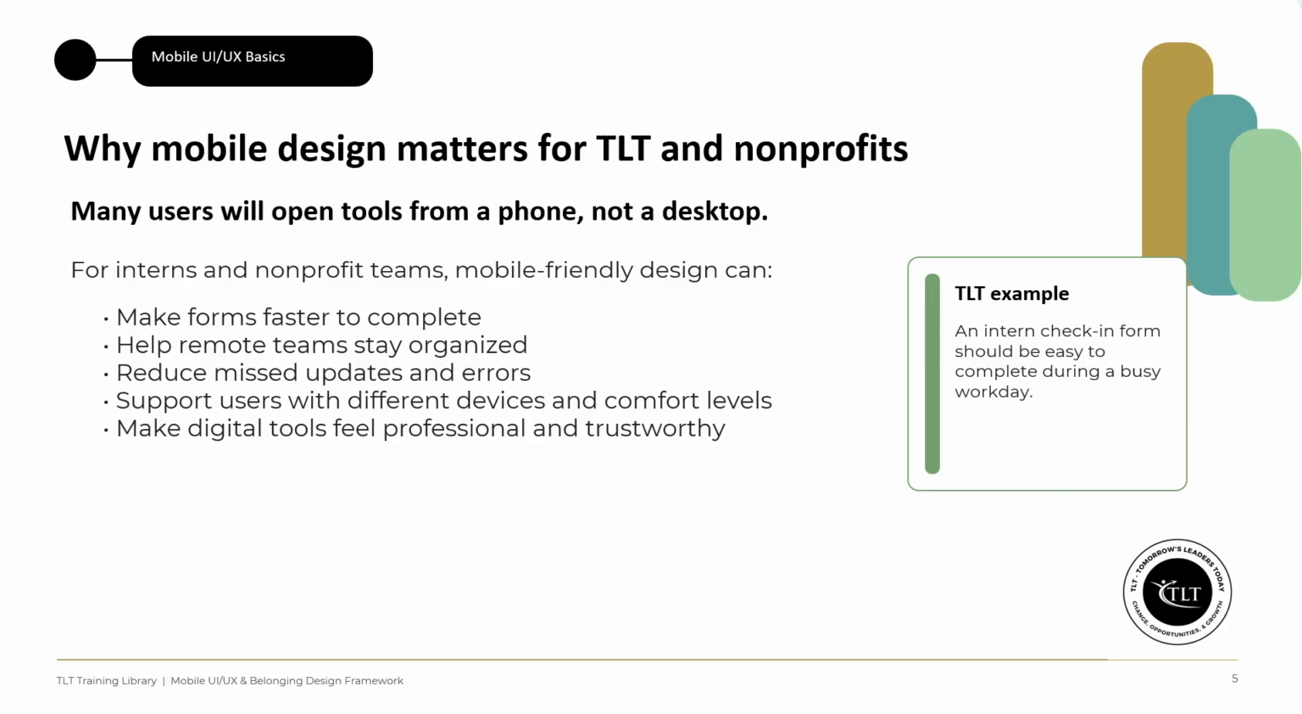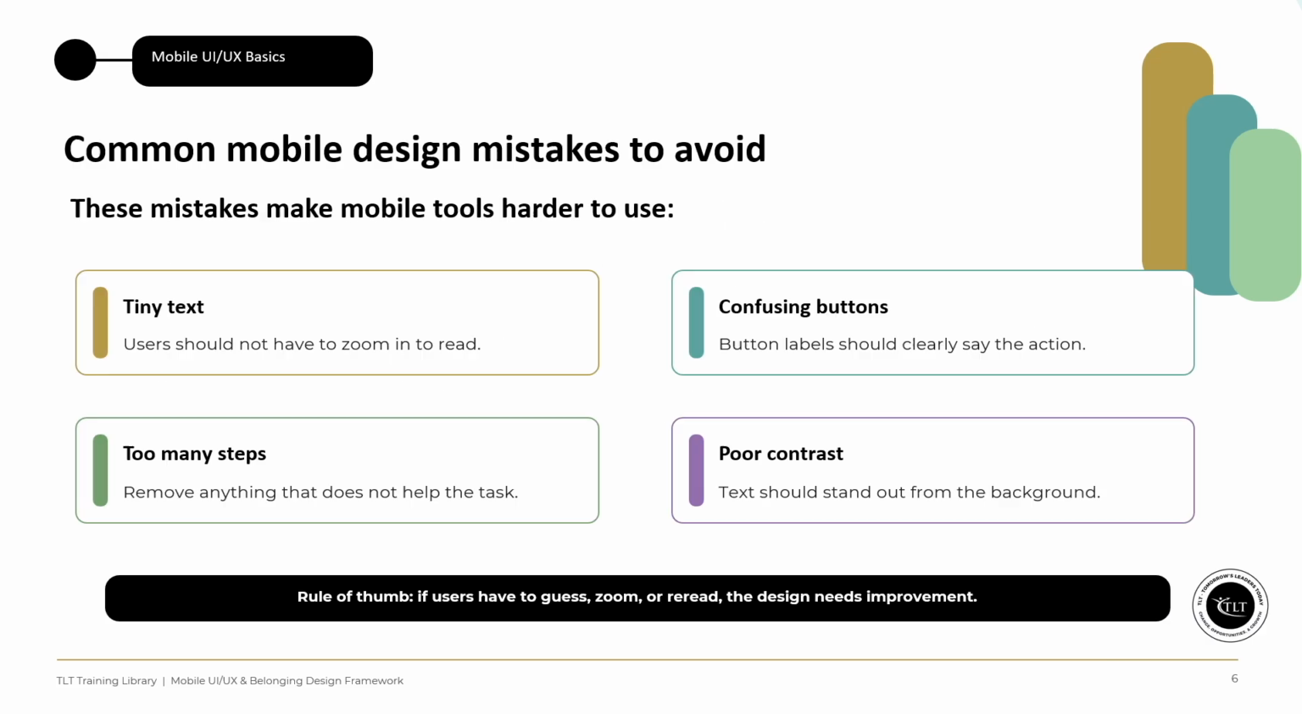If a tool is not mobile friendly, users may struggle to read the text, tap the right buttons, or complete the form correctly. That can lead to missed updates, mistakes, or frustration. Mobile-friendly design helps make the process faster and easier. It also makes the organization look more professional because the tool feels organized and reliable. For TLT, this connects directly to leadership, teamwork, and communication. Good design helps people participate more easily.